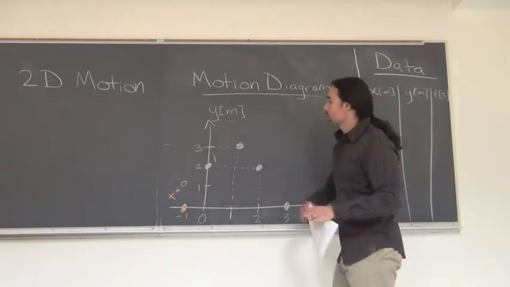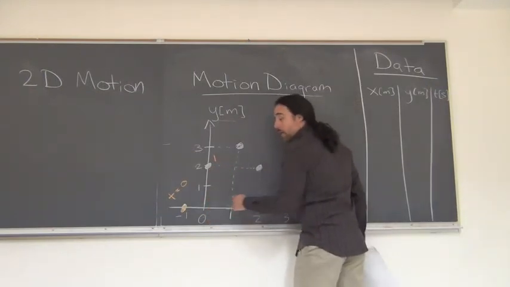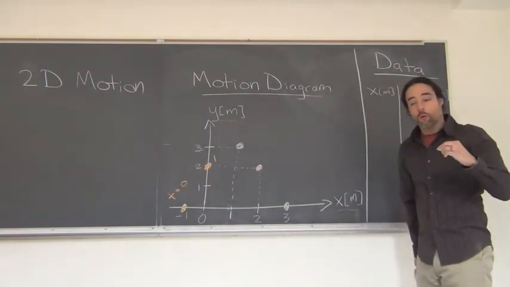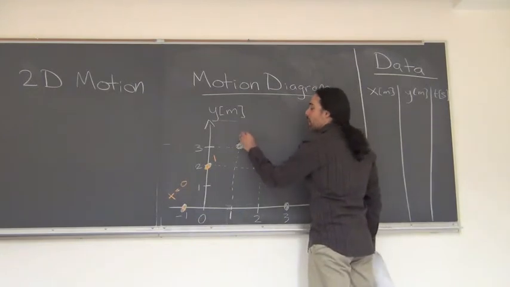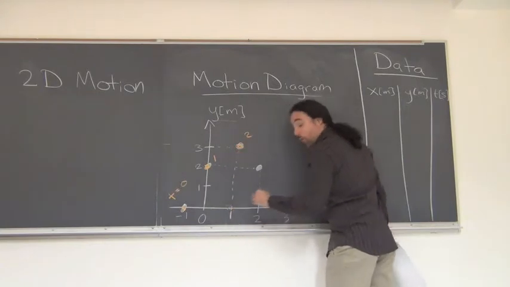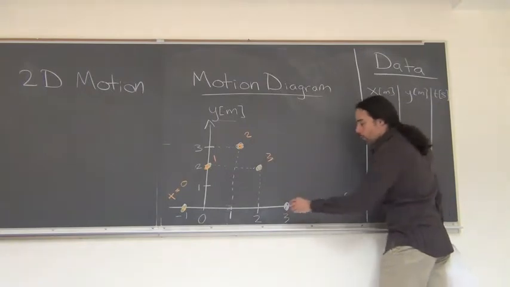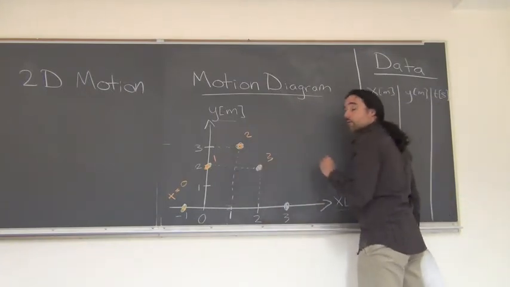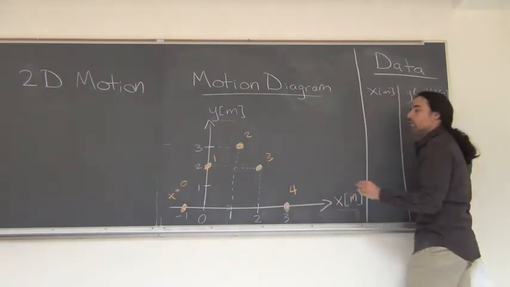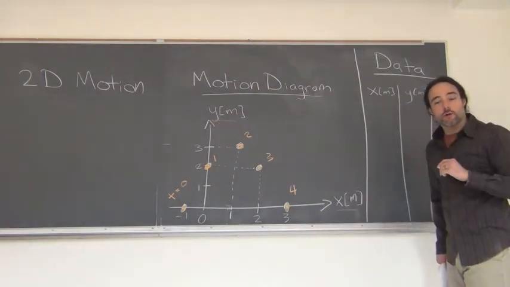If I look at these points, I have a point, let's say this is at t is 0 seconds. We're at -1 meter in the x direction, but 0 meters in the y direction. At 1 second, we're at 0 meters in the x direction, but we're up 2 meters in the y direction. And then I can continue down the line. 2 seconds, we are up 3 meters in the y direction, but only 1 meter in the x direction. At 3 seconds, we're over 2 meters in the x direction, up 2 meters in the y direction. And at 4 seconds, we're over 3 meters in the x direction, but up a height 0 in the y direction.